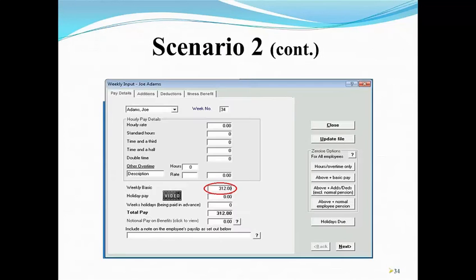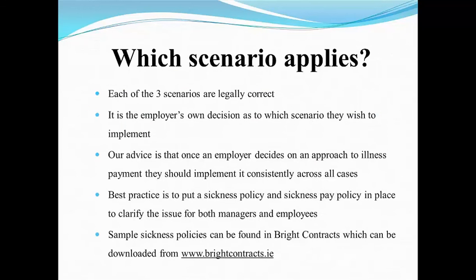Moving forward, you'll see all those scenarios are listed in the actual presentation. So you may ask which scenario actually applies to your business. Each of the 3 scenarios we've looked at are legally correct. It's the employer's own decision as to which scenario they wish to implement. Our advice is that once an employer decides on an approach to illness benefit payment, they should implement it consistently across all cases. The best practice is to put a sickness policy and sickness pay policy in place to clarify the issue for both managers and employees. You can view sample sickness policies in the Bright Contract software, which can be downloaded from brightcontracts.ie.